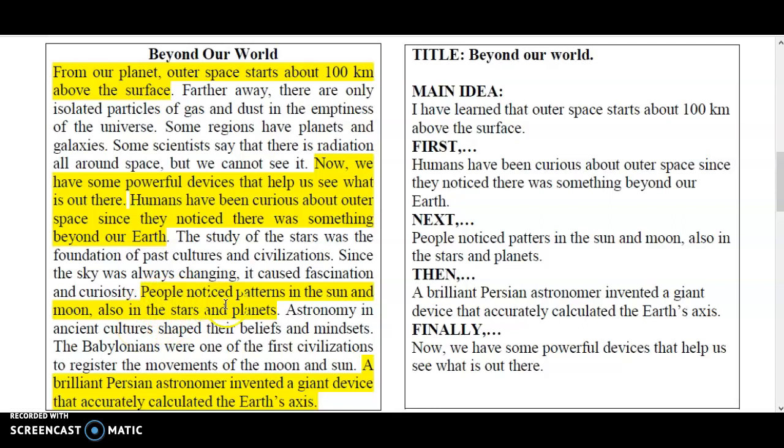I highlighted the sentence from people noticed to planets because it's, for me, the most important one.